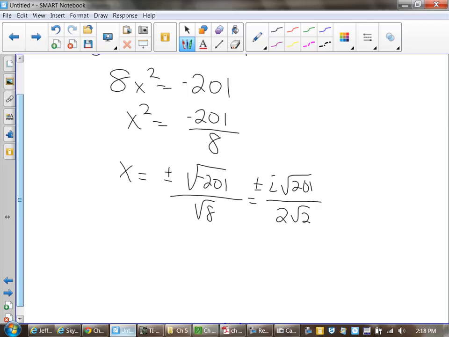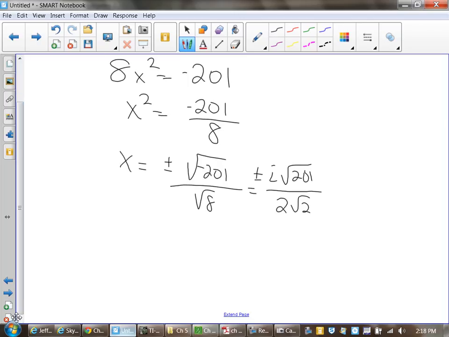So that means I have to just get rid of the radical in the denominator. Once again, I multiply both top and bottom by the square root of 2. So you should get 4. The denominator now becomes 2 times the square root of 2 times the square root of 2. Square root of 2 times the square root of 2 is 2. 2 times 2 is 4. So I have 4 in the denominator. My numerator is still plus or minus i root 402. And that's my solution.